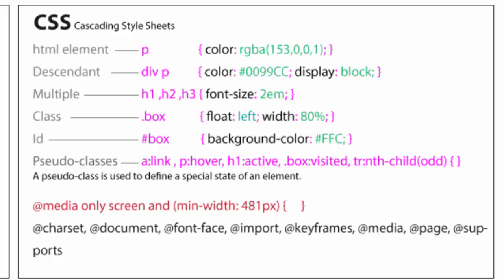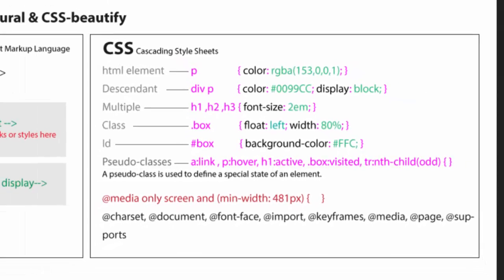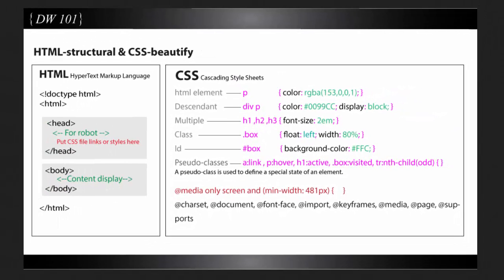A class can be used multiple times. It starts with a dot and then you can name it whatever you want. Only one word, it cannot have a white space. And an ID starts with a pound sign and then you can of course name it whatever you want. Once you have an ID, it's unique. It can only appear once in your web page.